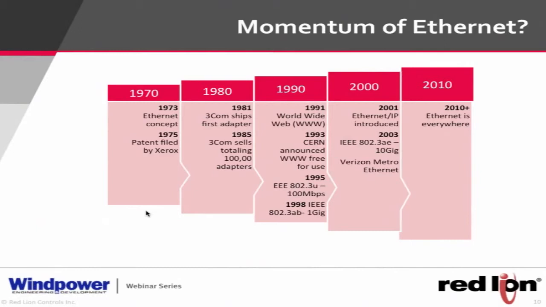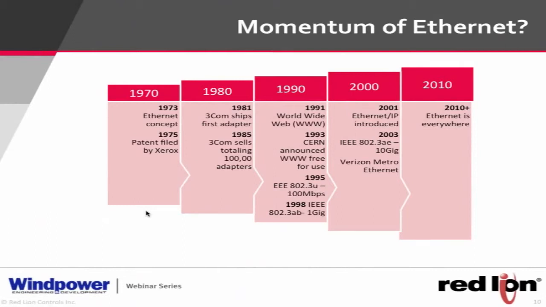And then in the 2000s, Ethernet IP was introduced by Rockwell, and it was later handed over to the ODVA, and ODVA actually takes over ownership of that, and they manage it now. So in 2003, we started having the ability to do 10 gig, and I added this Verizon Metro Ethernet out there, and it's really not important for what we're talking about today, other than the fact that it is an end-to-end solution now.